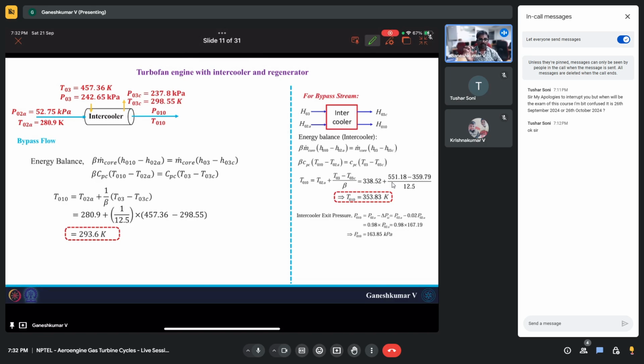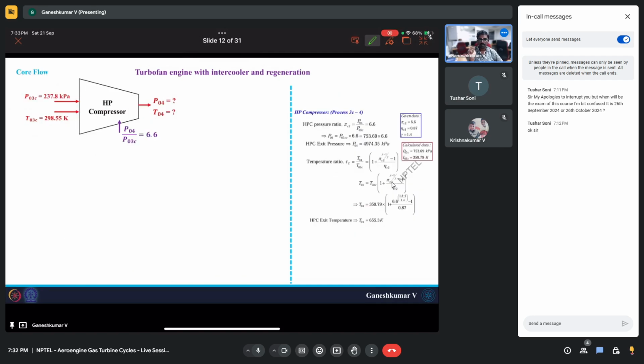But energy as a whole also includes m dot, right? So that is the reason you see a small temperature rise in the bypass stream, but a very high temperature drop in the core stream. Okay, and also we have the intercooler exit pressure. Again, as I said, 2% loss, so 98% of the P02A will be 51.7 kilopascal at the exit of the intercooler.